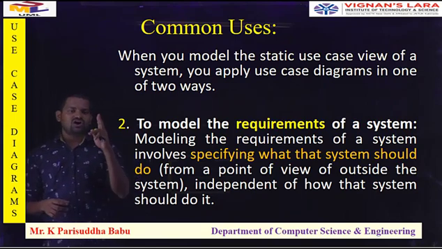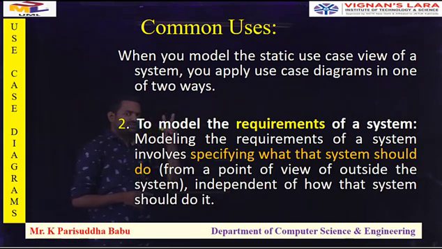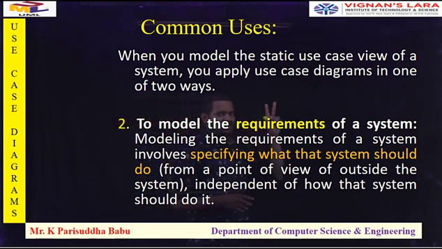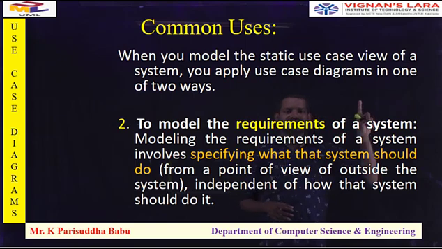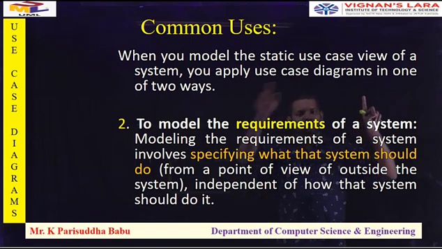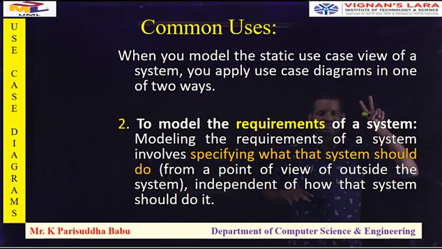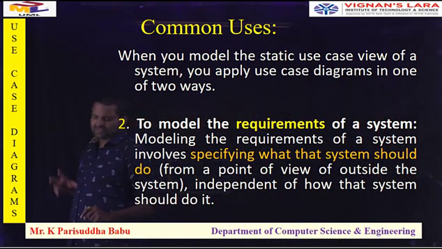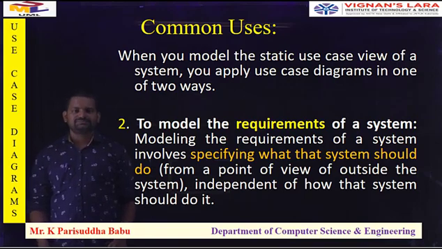Okay. So common uses of the use case are of two types. First one is context, second one is requirement. Context is writing the boundary of a particular system, and requirements are writing what the system should do.